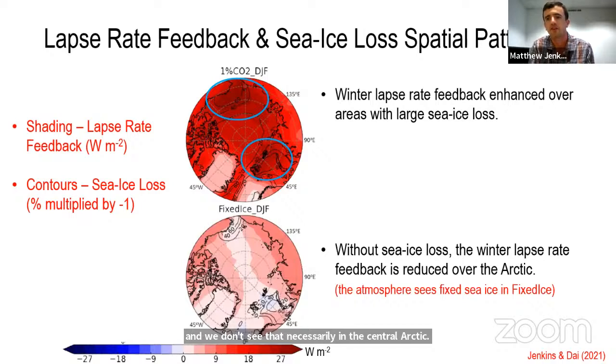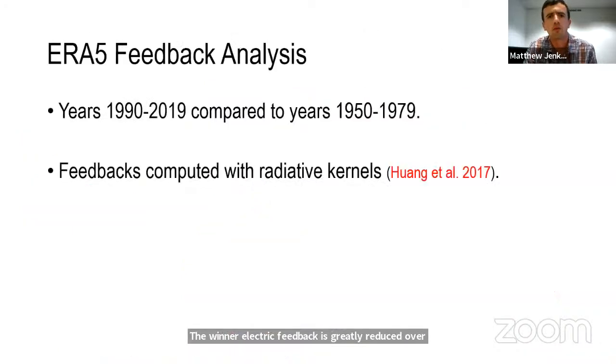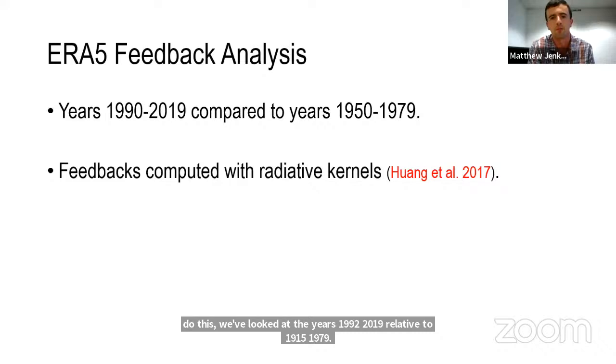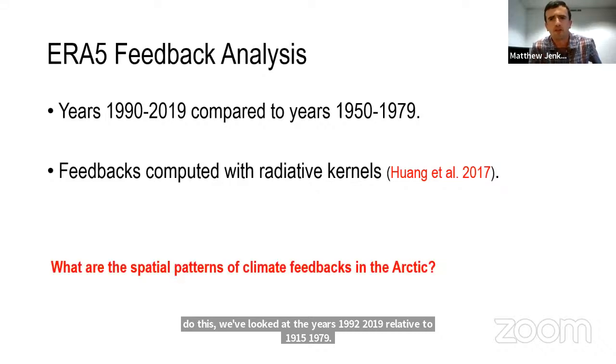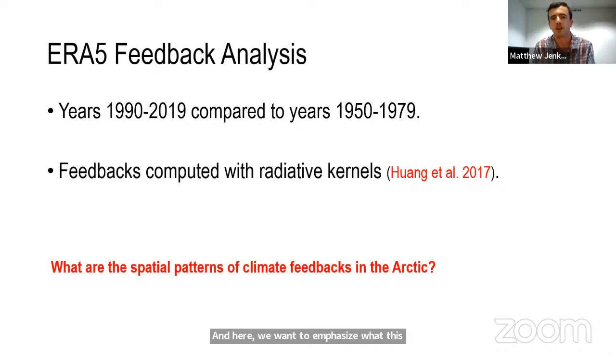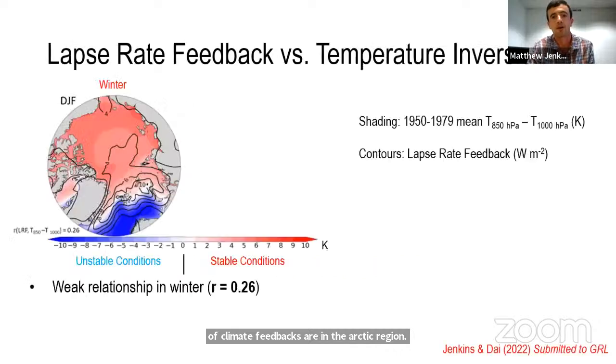However, in the fixed ice case, the winter lapse rate feedback is greatly reduced over most of the Arctic. Now we wanted to compare our model results to the ERA5 data set. To do this, we look at the years 1990 to 2019 relative to the years 1950 to 1979, once again using the radiative kernel method. Here we want to emphasize the spatial patterns of climate feedbacks in the Arctic region. Just for the sake of time, I just focused on the lapse rate feedback, but our study does look at the spatial patterns of the other feedbacks as well.